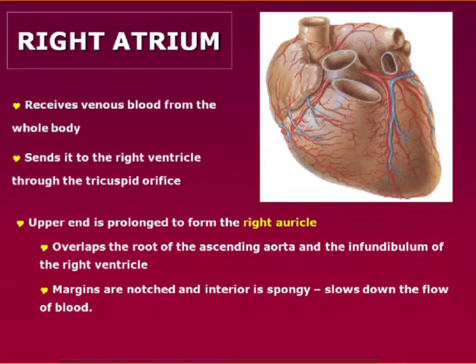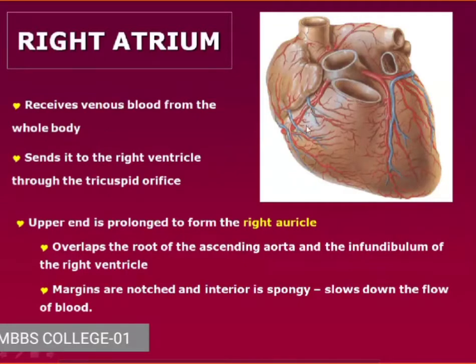Right. So here you see this right atrium. Again in this diagram, what is this one? This is the right atrium. This is the right ventricle, and this is the left ventricle. This is the apex of the heart, and here this is the left atrium.